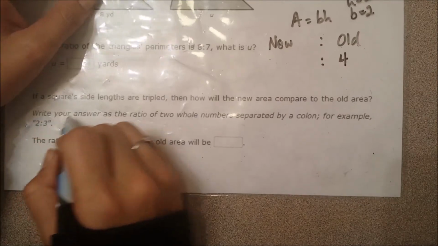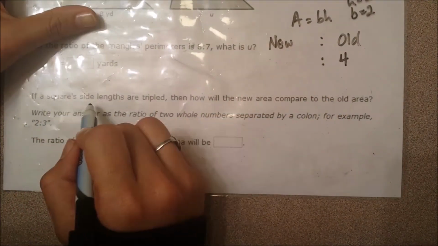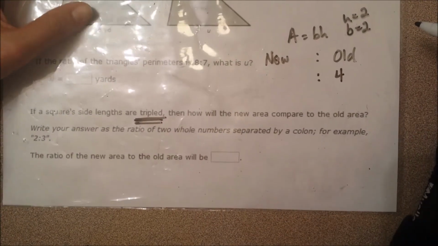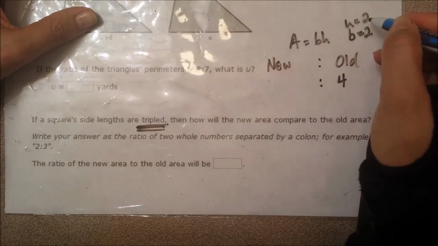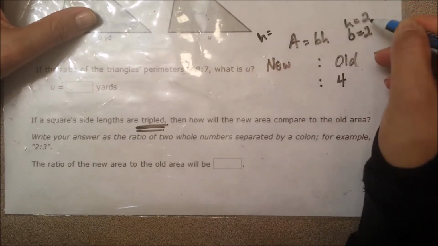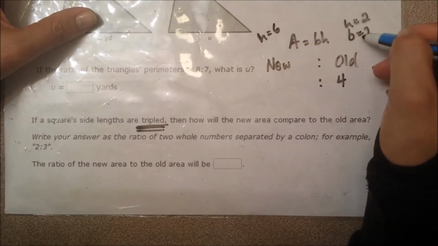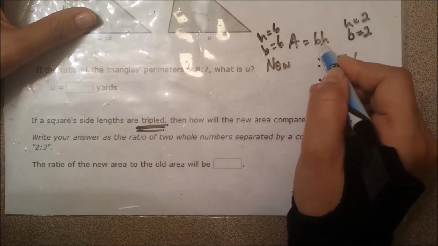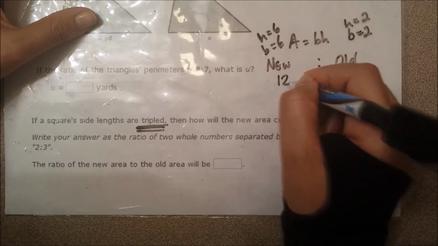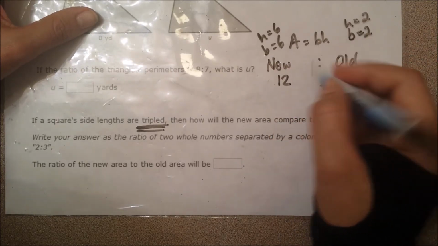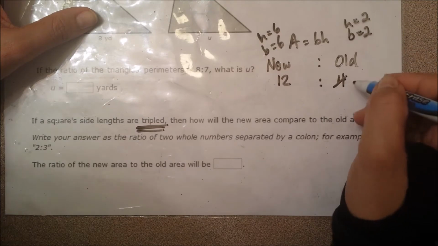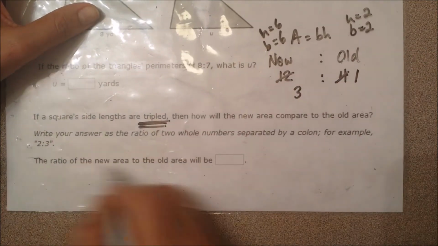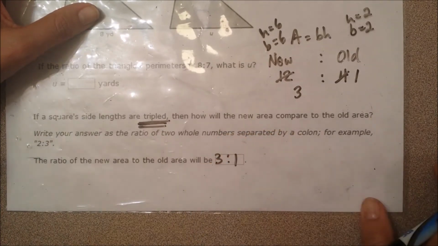All right, the new one, we're going to have to do something to it first. So it says if a square's side lengths are tripled, okay? And tripled means you're going to multiply them by 3. So h before was 2, but now you're going to multiply it by 3 because you're tripling it, and that's going to give you 6. Same thing to base. You're going to triple it, it's going to give you 6. Now the new area is base times height, so base times height is going to be 12. And now you simplify. So what goes into 4 and 12? Well, 4 goes into 4 one time and into 12 3 times. So your ratio is 3 to 1. So if you're putting it here, your ratio is 3 to 1.